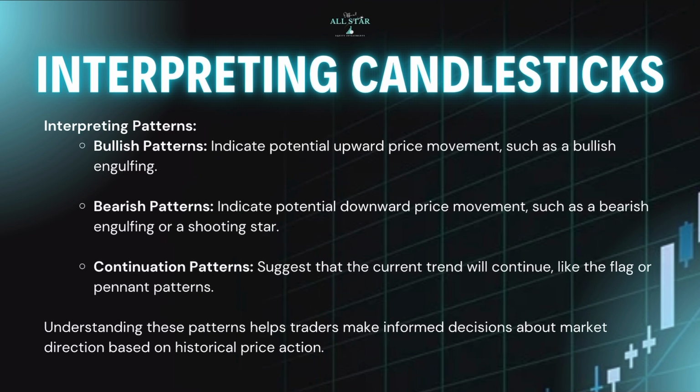And this is going to also indicate that there could be a bearish engulfing or a shooting star pattern that you may see. Now, with continuations, this just suggests that the current trend will continue. So this can be like a flag or a pennant. Now, I've talked about those two in previous videos. I'll leave them linked down below. But essentially, these are going to be how you would interpret the candlesticks.